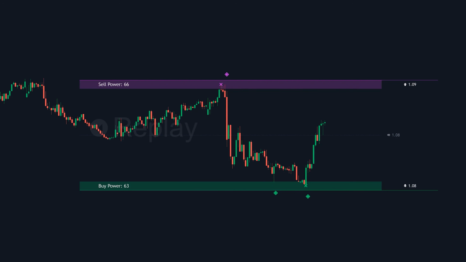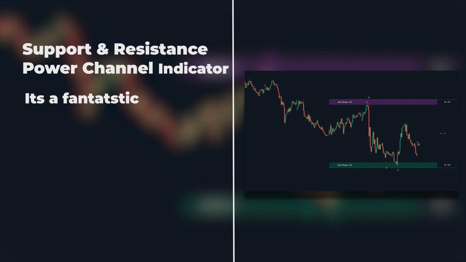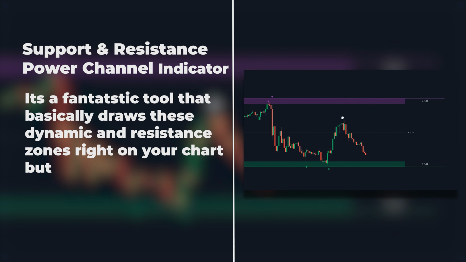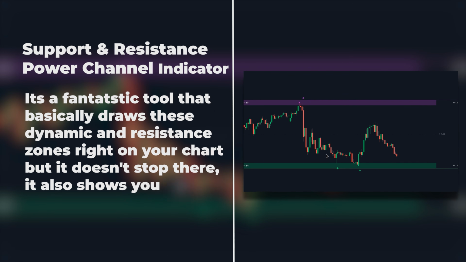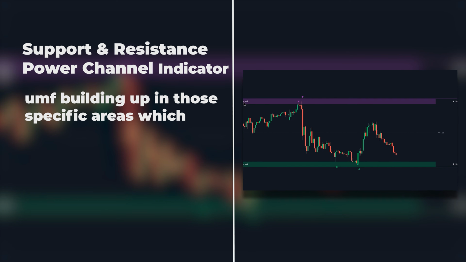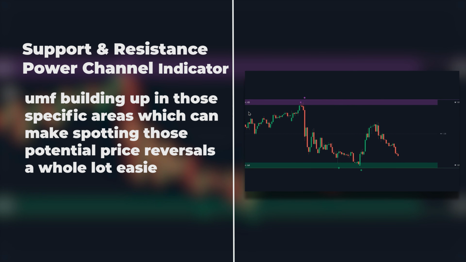All right, ladies and gentlemen, this is the all-powerful Support and Resistance Power Channel Indicator. It's a fantastic tool that basically draws these dynamic support and resistance zones right on your chart. But it doesn't stop there. It also shows you how much buying or selling oomph is building up in those specific areas, which can make spotting those potential price reversals a whole lot easier.